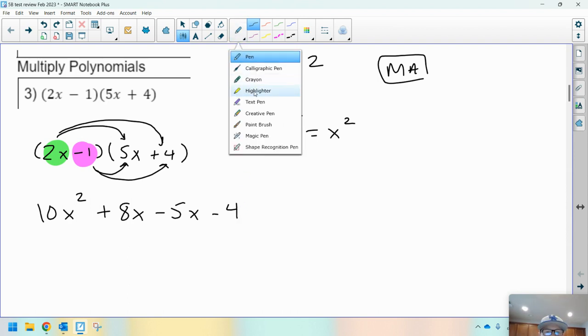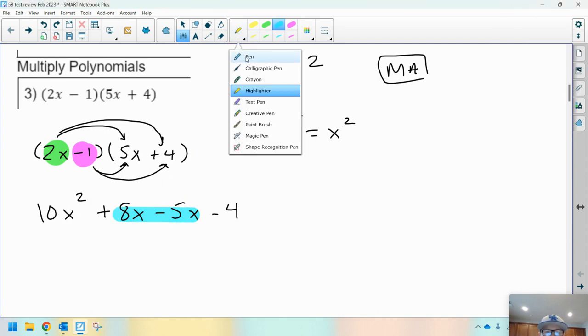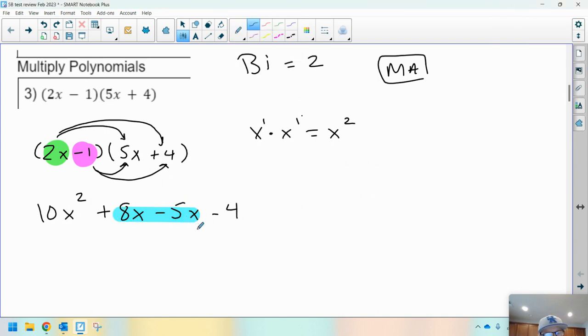Now we're going to combine like terms. We do have like terms in the middle. And when we do this, do not multiply these. You add these. So this is going to be 8x minus 5x. 8 minus 5 is 3. And you just bring down the x. When you add or subtract with the x's, you do not change them. It stays as an x. So our final answer here is going to be 10x squared plus 3x minus 4.